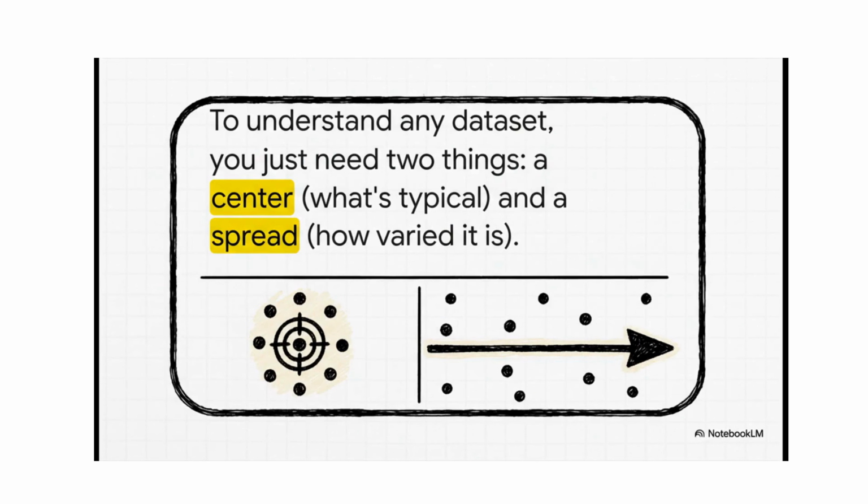And it turns out, to make sense of pretty much any data set, you really only need to find 2 things. First, you need a center, which tells you what a typical value looks like. And second, you need a spread, which tells you how varied everything is. That's it, center and spread. Let's break down what that actually means.